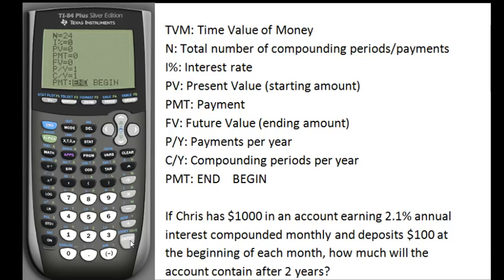The next input is I%, and that's our interest rate. The percent indicates that we need to put in our interest rate as a percentage rather than as a decimal. So Chris is earning 2.1% interest, so we'll just put in 2.1.